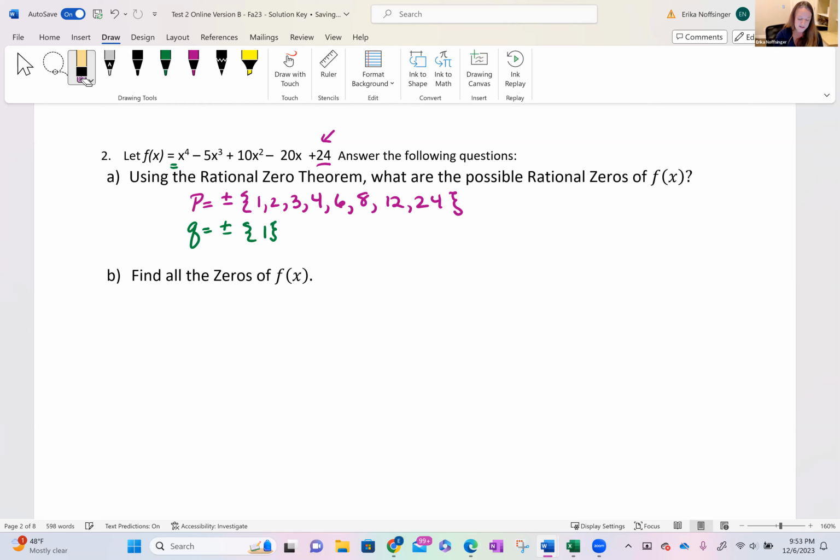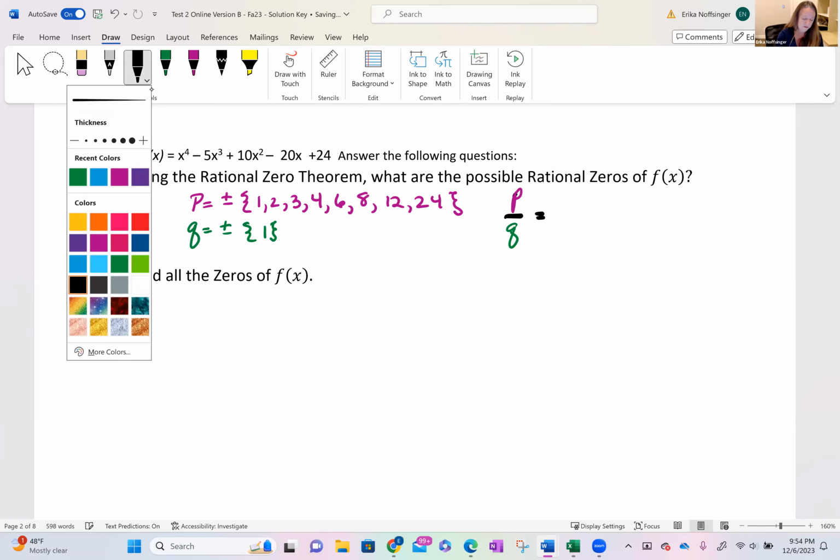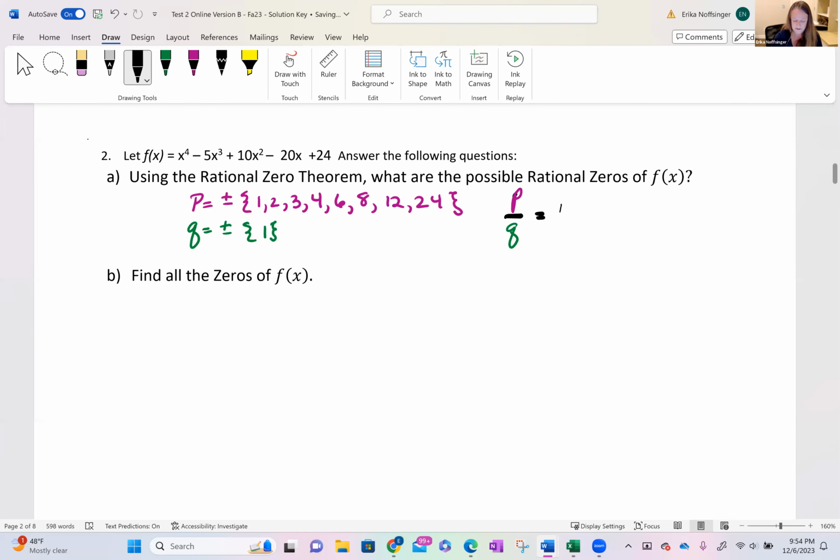So the rational zero theorem says that if we have a polynomial and we have rational zeros, then those rational zeros would have to be in the form of p divided by q. And so looking at this, we had our p-value divided by our q-value. Well, anything divided by 1 is that anything, and so we get back our p-values. So plus or minus p.